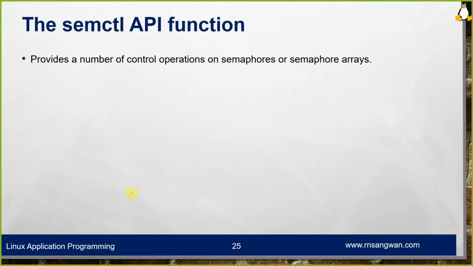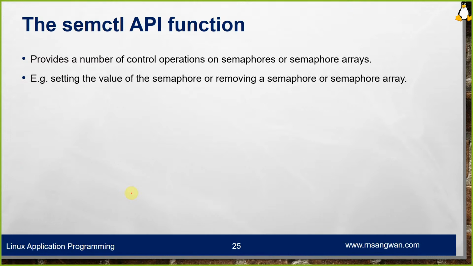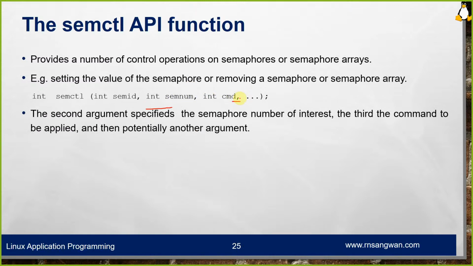semctl API function. It provides a number of control operations on semaphores or arrays. For example, setting the value of a semaphore or removing a semaphore or semaphore array. Semaphore ID, numbers and the command. The second argument specifies the semaphore number of interest. The third, the command to be applied, and then potentially another argument.